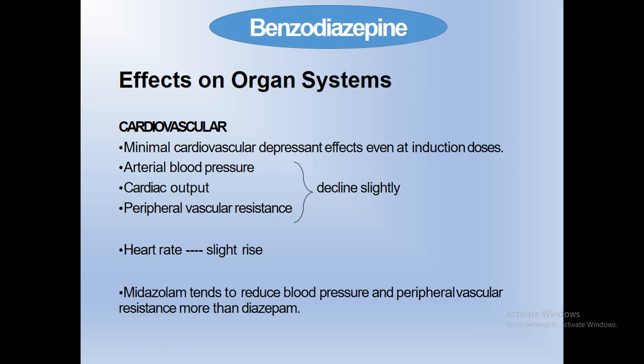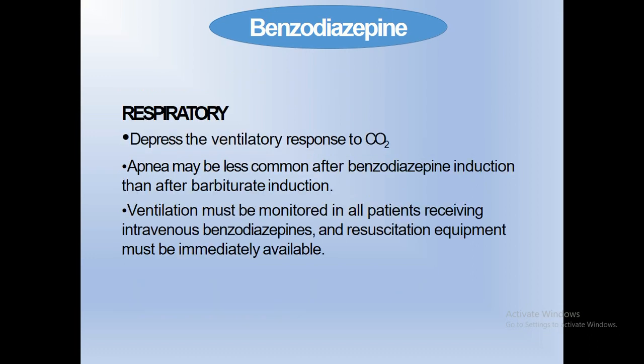Now these are the different pharmacological effects of benzodiazepine, which I have already told you about. What are the effects of benzodiazepine on the cardiovascular system? There is minimal cardiovascular depressant effect even in induction doses. Arterial blood pressure may slightly decline, cardiac output decreases, peripheral vascular resistance decreases, and heart rate becomes slightly raised. Midazolam tends to reduce the blood pressure and peripheral vascular resistance more than diazepam. These are the different effects reported in the literature. In the respiratory system, it depresses the ventilatory response to carbon dioxide. Apnea may occur, though it may be less common after benzodiazepine induction than after barbiturate induction. Ventilation must be monitored in all patients receiving intravenous benzodiazepine, and resuscitation equipment must be immediately available.